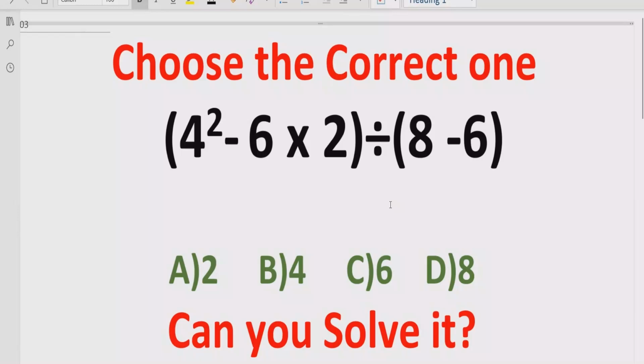Today we will solve another quiz which is related to arithmetic expression. The quiz contains the basic operations: minus, multiplication and division. So we have to solve this quiz using the PEMDAS and BODMAS method and find out the correct answer. In the answer list we have 4 answers. A is 2, B is 4, C is 6 and D is 8. So let's see after solving it which answer is correct.